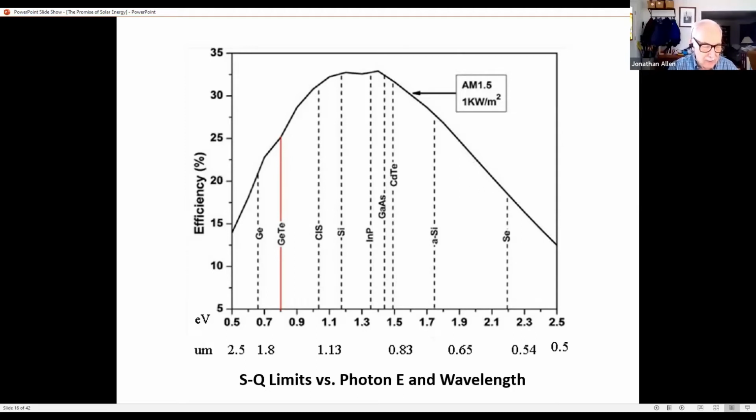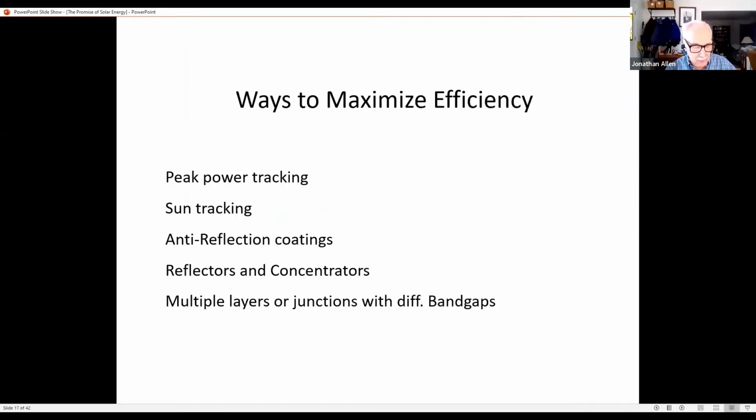But there are ways to get better. One way to beat the SQ limit is stacking two or more junctions, with the higher energy ones on top.